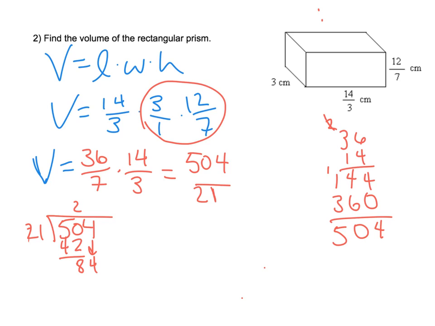And I'm going to bring down that 4. And I know that 21 goes into 84 exactly 4 times. 4 times 21 then is 84. And that leaves me with no remainders. So this is actually going to simplify to 24. So my volume then is 24 cubic centimeters. And that is your answer.